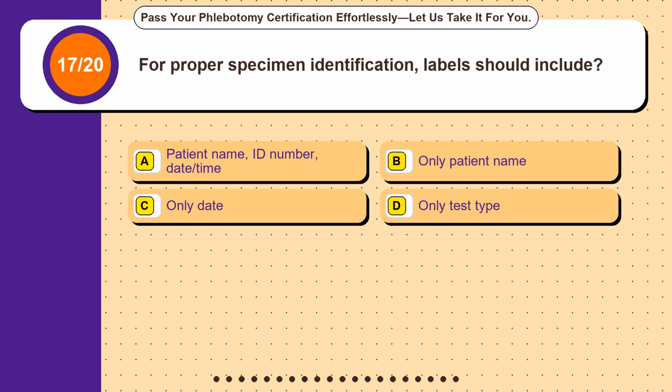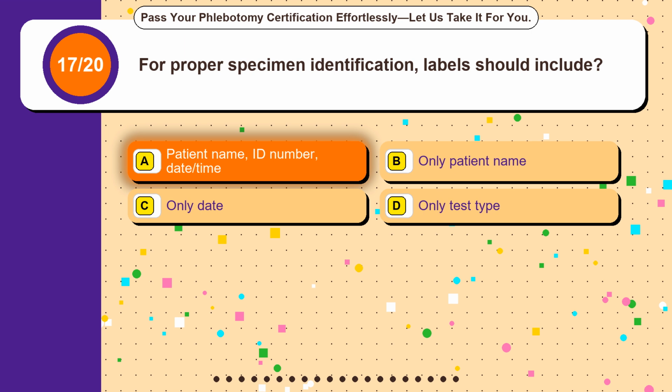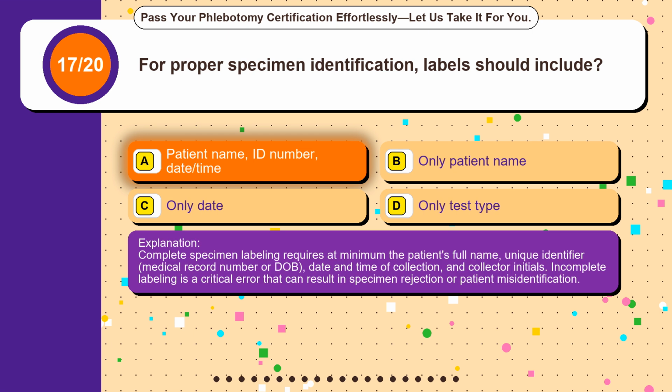Question 17. For proper specimen identification, labels should include option A, patient name, ID number, date/time. Option B, only patient name. Option C, only date. Option D, only test type. The correct answer is option A, patient name, ID number, date/time. Complete specimen labeling requires at minimum the patient's full name, unique identifier, medical record number or DOB, date and time of collection, and collector initials. Incomplete labeling is a critical error that can result in specimen rejection or patient misidentification.